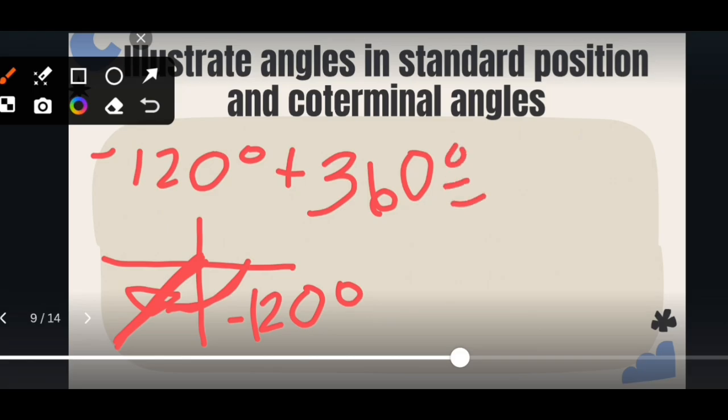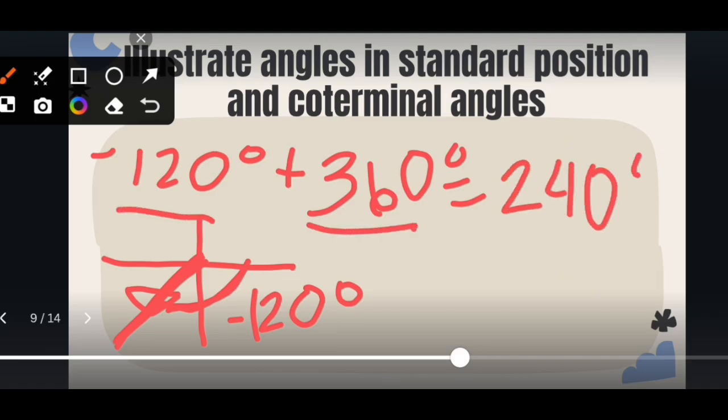Because 360 degrees is the one full rotation of the circle. Negative 120 degrees plus 360 is equals to 240 degrees. It means 240 degrees is the positive coterminal angle of negative 120 degrees. Let's plot the positive 240 degrees.